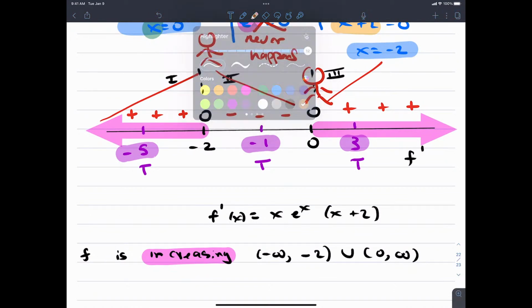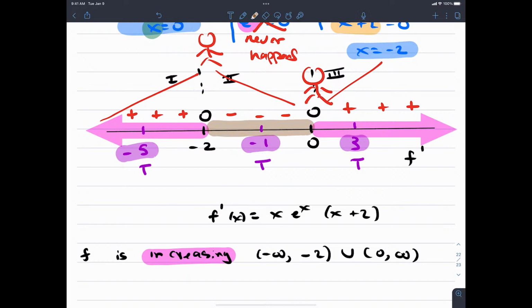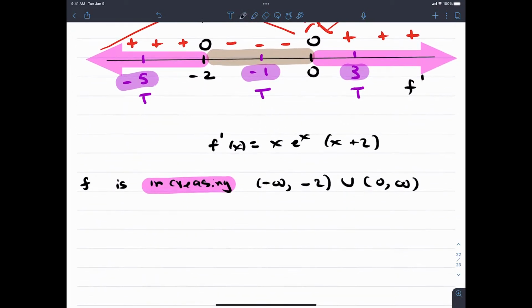It is decreasing, if we find, in region 2. So what is region 2 now? You're going to say that f is decreasing on what interval? -2 to 0.